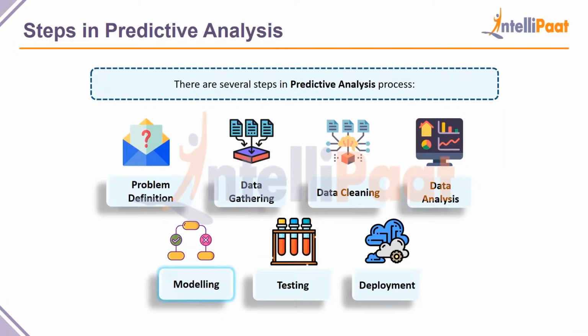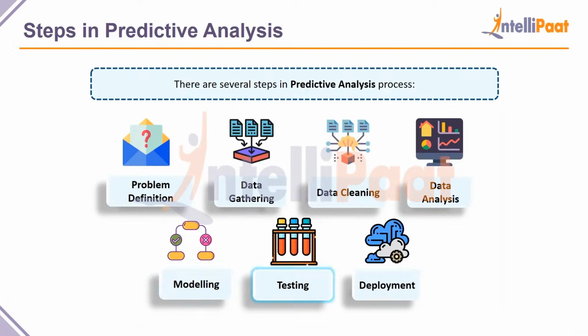Then comes data modeling. Modeling is basically when we train the model using the data that we have gathered, cleaned, and analyzed. Using data modeling, we take the data and create a machine learning model using the pre-existing algorithms that we have.